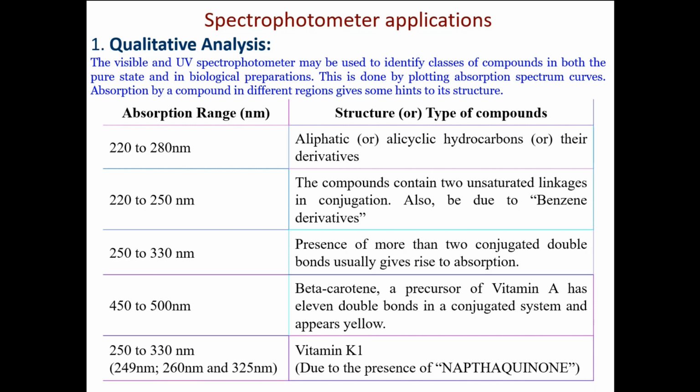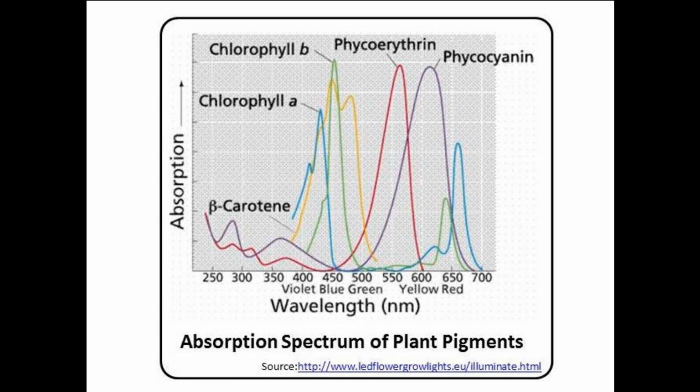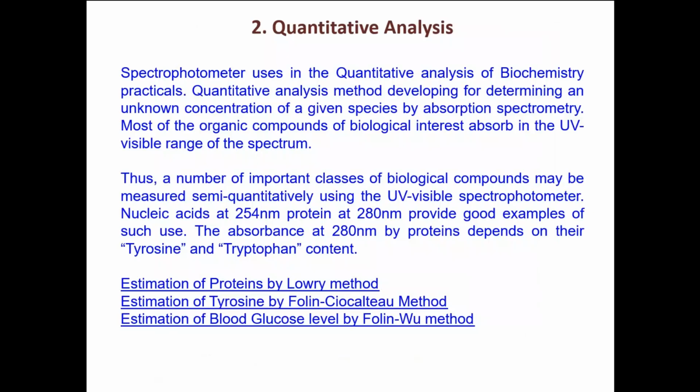Okay, and the next is quantitative analysis. In qualitative analysis, you can get the graphs for all the compounds, where they show different kinds of absorbance. Quantitative analysis is another kind of analysis, in which we can calculate the amount of compound present in the sample. In the previous one, we can identify whether the compound is present in the sample or not. But now we can say what the amount of compound present in the sample is.